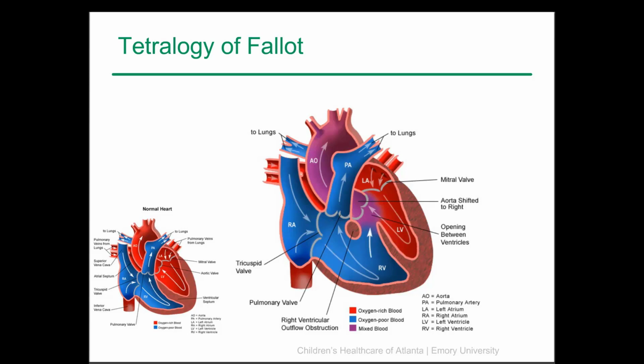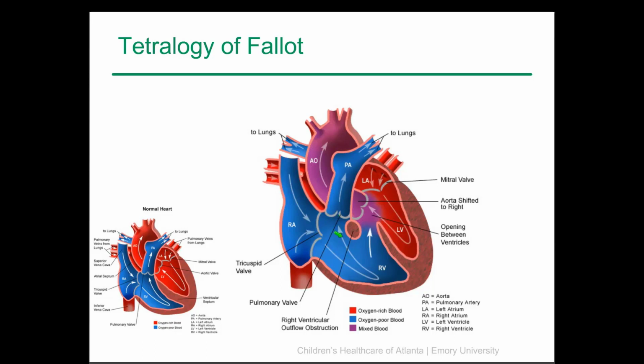And before I get to the surgery, I do want to mention, in case you ever heard of them, TET spells. And what exactly does a TET spell mean? Well, a TET spell is a situation where the ratio of blood going to the lungs and to the rest of the body is greatly altered, such that now, all of a sudden, for whatever reason, there's a lot less blood going to the lungs.